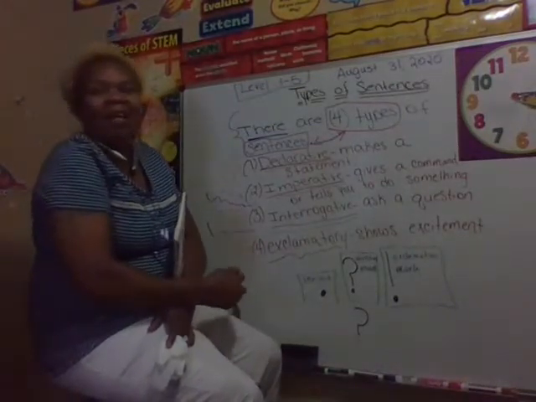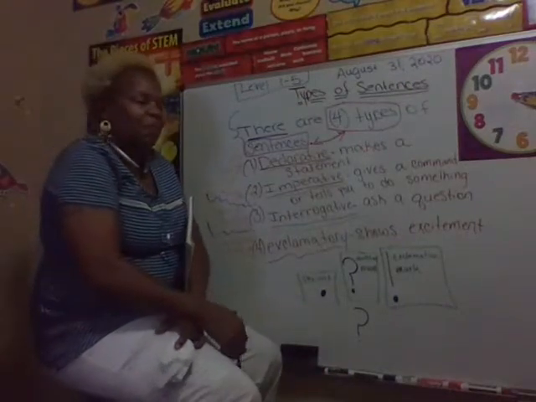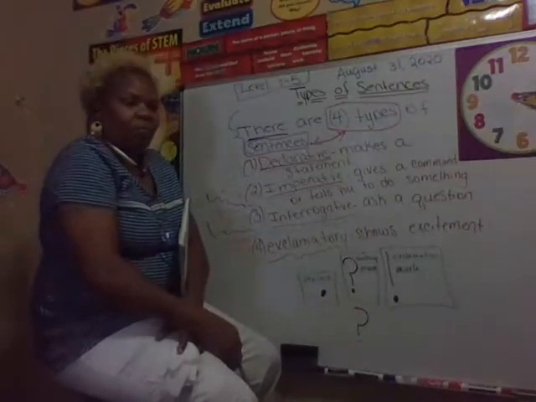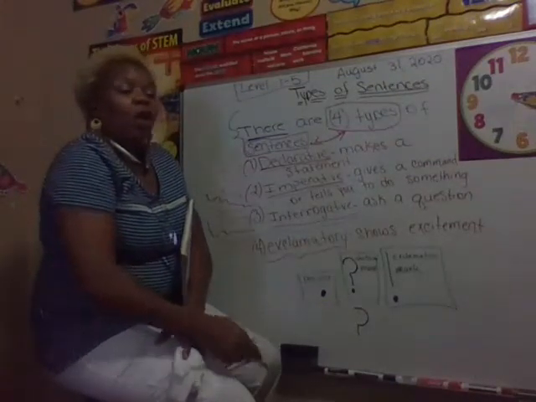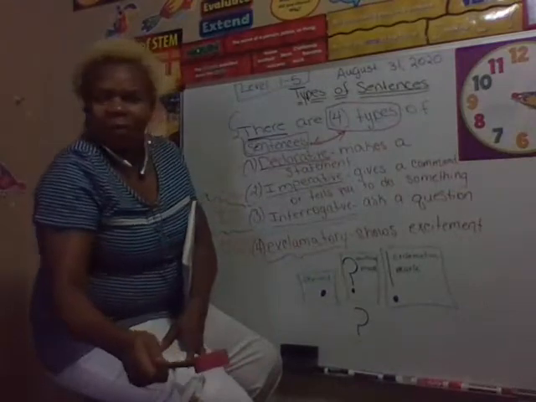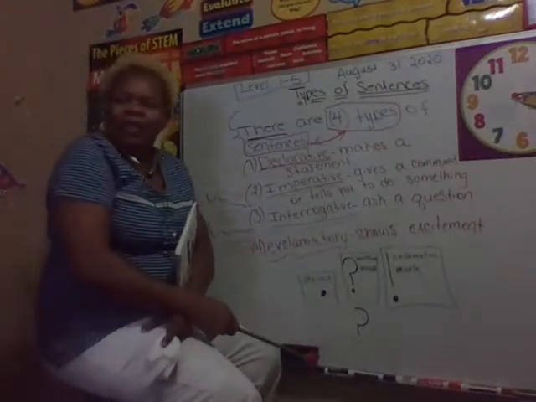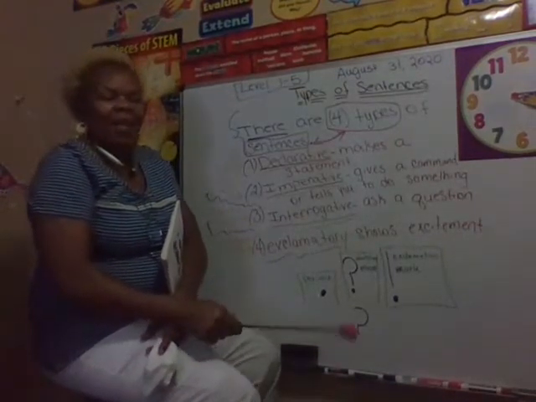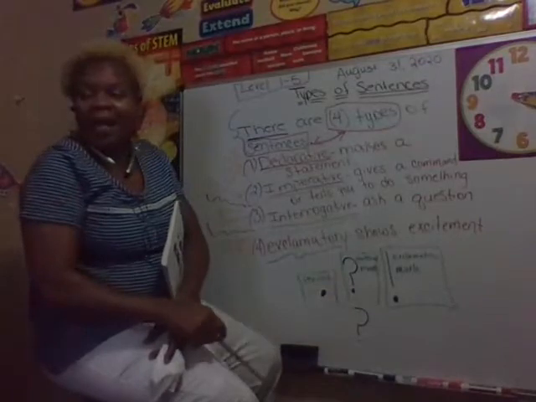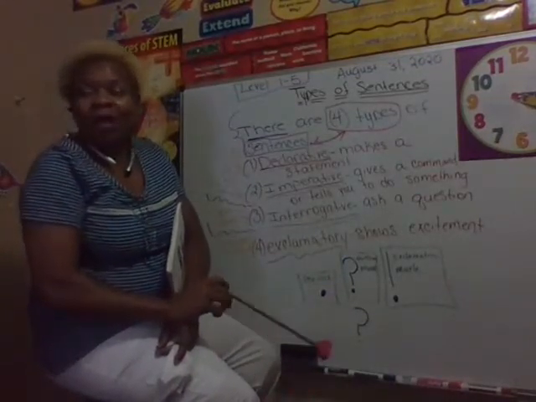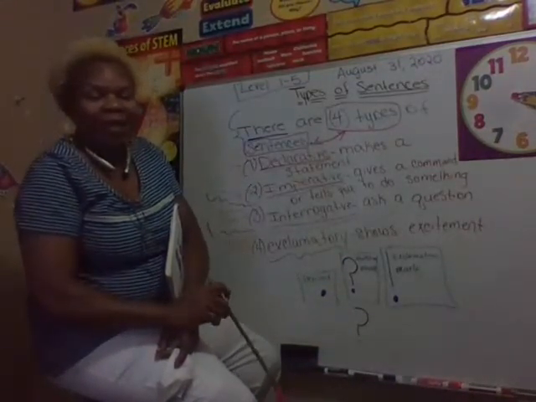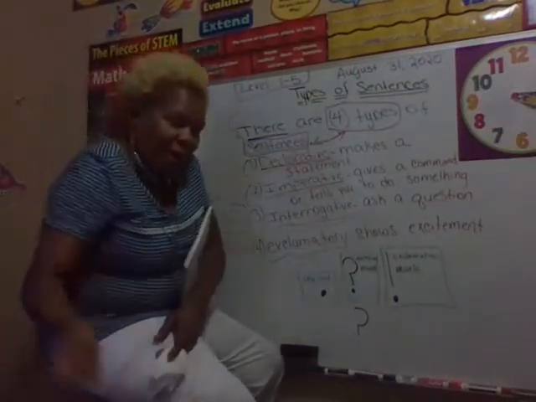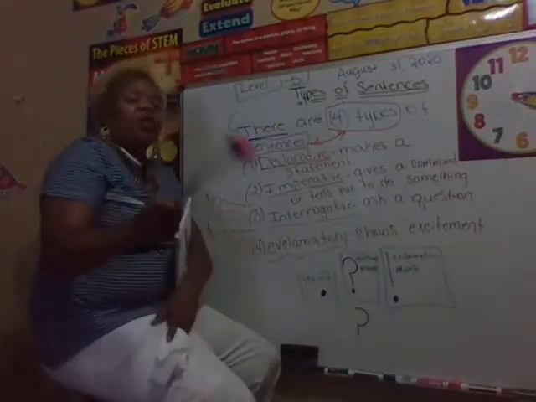All right, eyes closed. You may not never get rich. Exclamatory. What does exclamatory do? It shows excitement. Which one shows excitement? What did we say? Exclamatory. Very good job. You guys are smart. And you too at home.